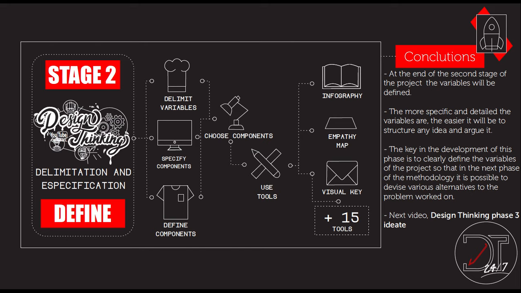As a conclusion for this stage, we can say that at the end of the second stage of the project, the variables will be defined, and that is the main purpose of this stage. All the components and all the elements will be defined. The more specific and detailed the variables are, the easier it will be to structure any idea or argue with. The key in the development of this phase is to clearly define the variables of the project so that in the next phase of the methodology it is possible to devise various alternatives to the problem worked on.